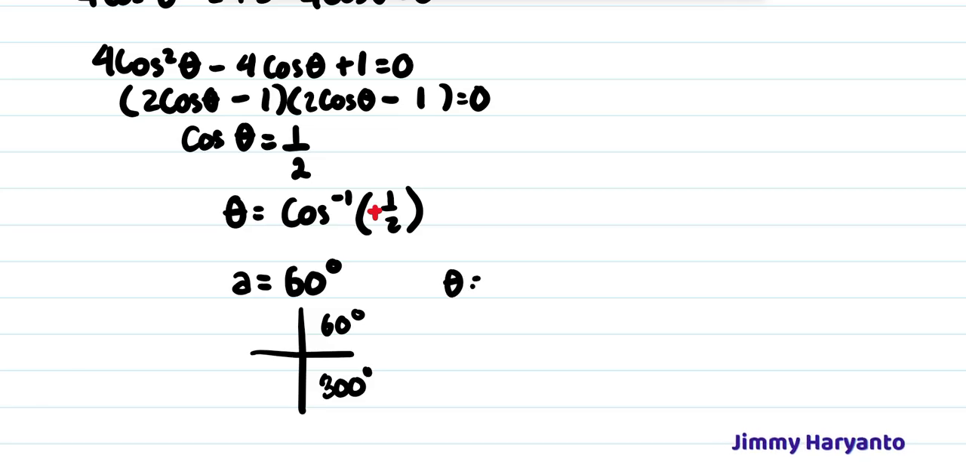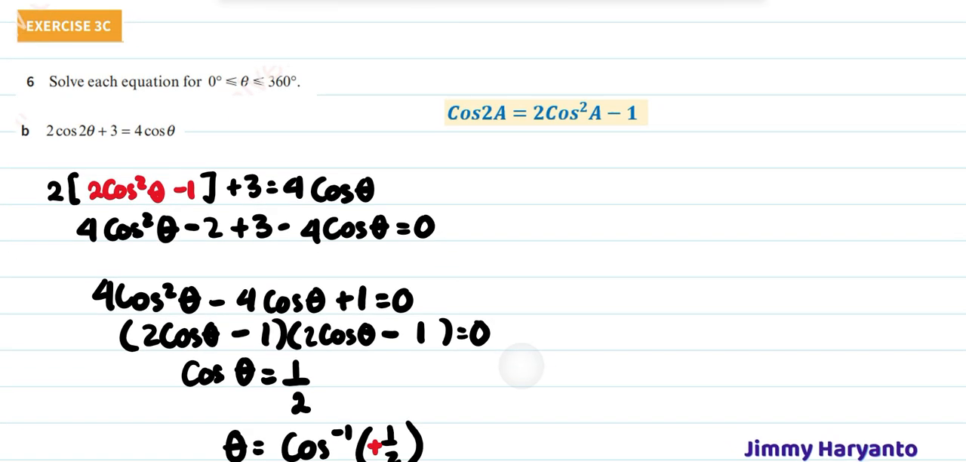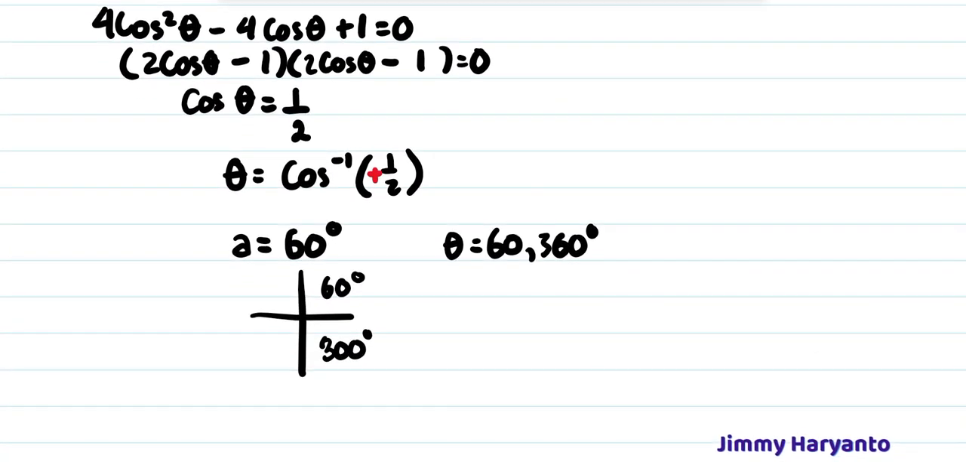So the theta is 60, 360 degrees. Let's take a look at the boundaries. It's from 0 until 360. So not 360, yeah, 300. I think this is the solution.